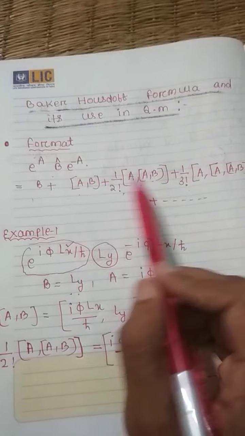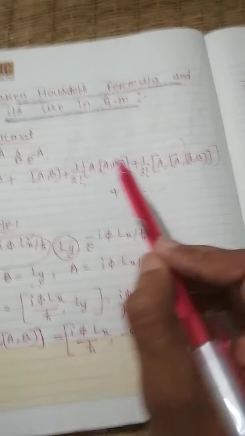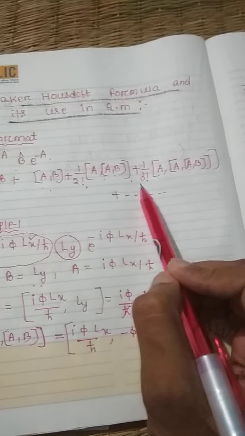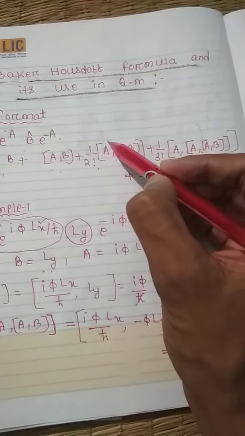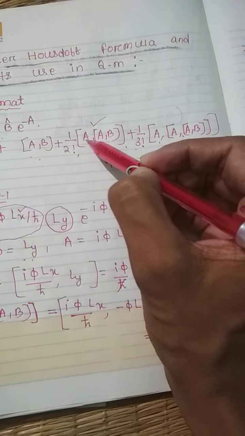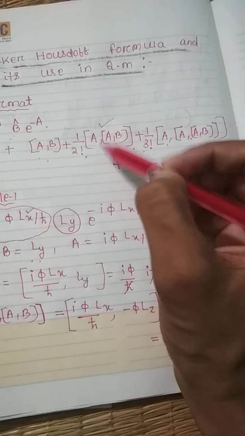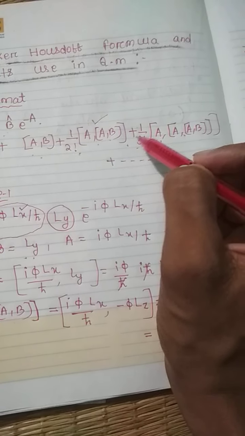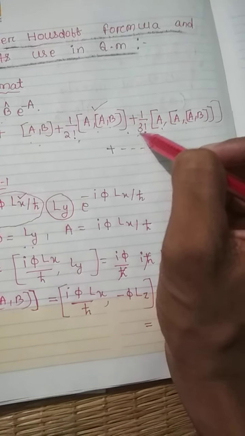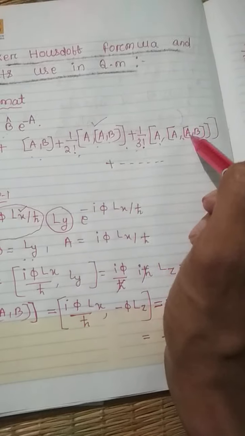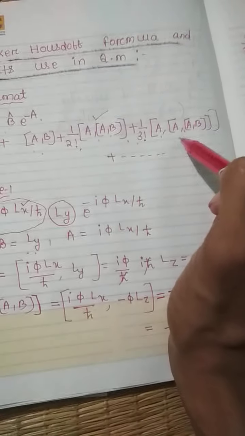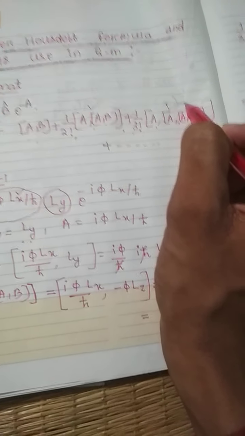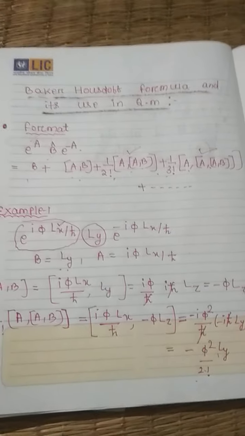commutator of A with the previous one, plus 1 upon 3 factorial commutator of A with the previous one, that is, your previous one is the commutator of A with respect to the commutator of A, B. That means the next one is 1 upon 3 factorial commutator of A with the previous one. Similarly, in the next step, 1 upon 4 factorial commutator of A with this one. That is the basic concept of the Baker-Hausdorff formula.